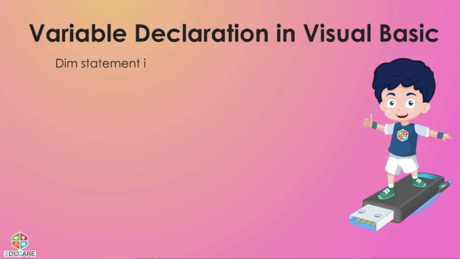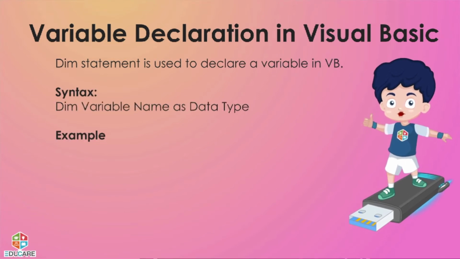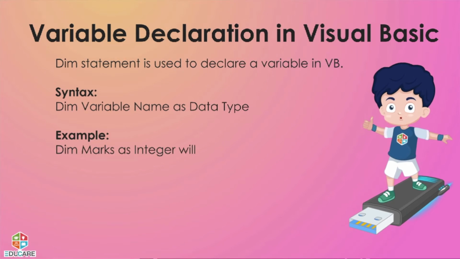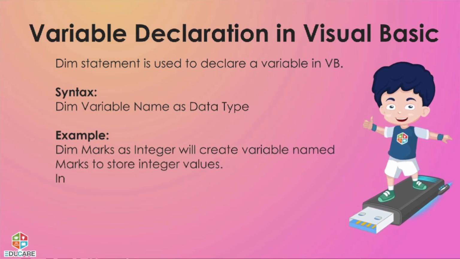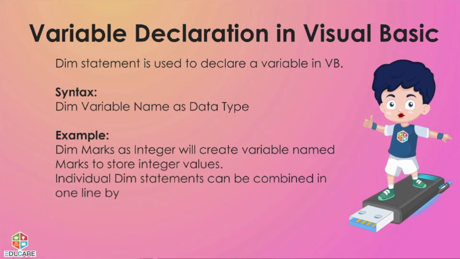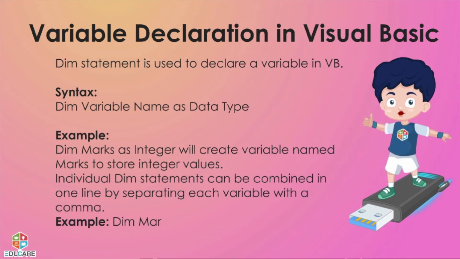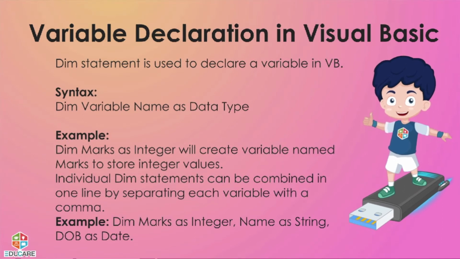The Dim statement is used to declare a variable in VB. Syntax: Dim variableName As DataType. Example: Dim marks As Integer will create a variable named marks to store integer values. Individual Dim statements can be combined in one line by separating each variable with a comma. Example: Dim marks As Integer, name As String, DOB As Date.